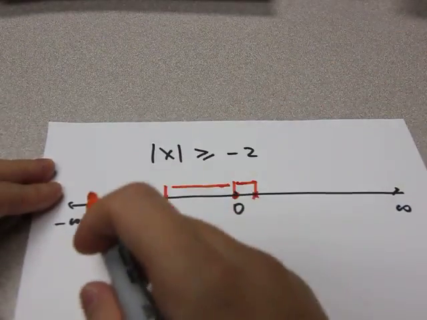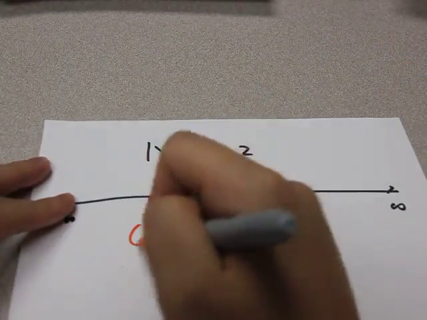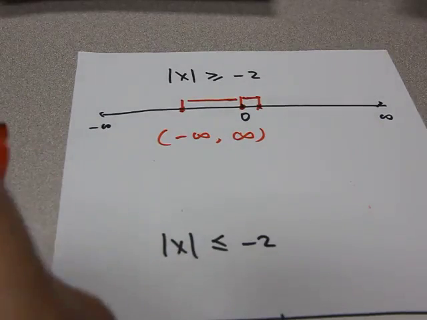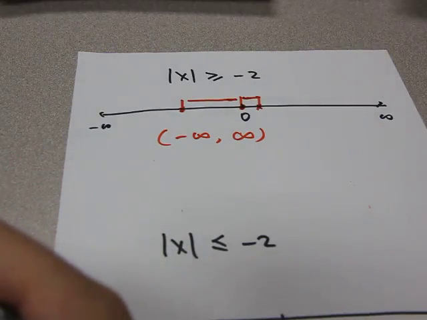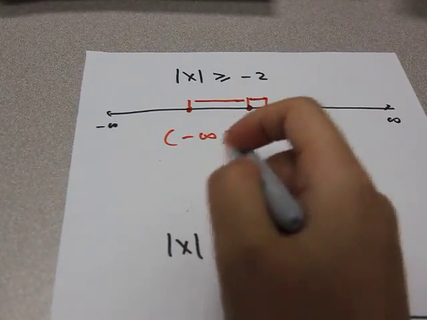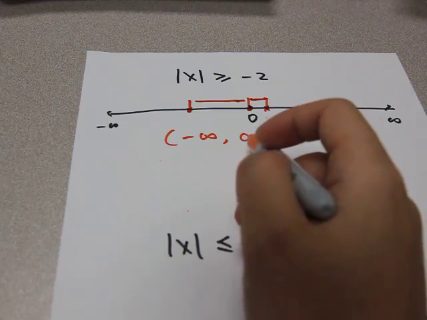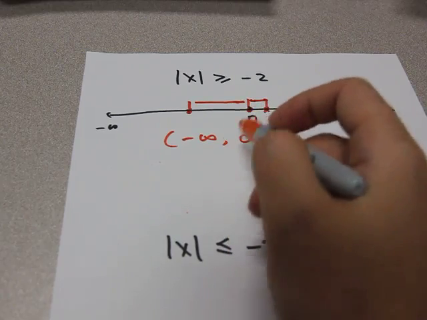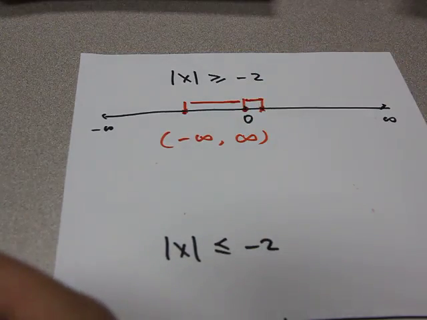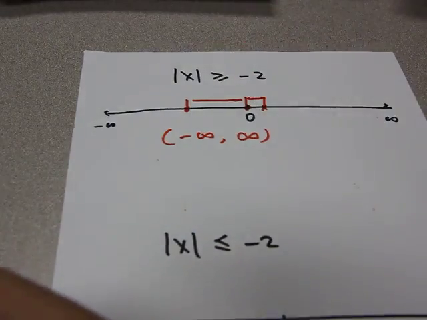So this means what? This means x could be anywhere. x could be any number. Therefore, the solution is from -infinity to +infinity. For any number between -infinity and +infinity, when you consider how far that number is from 0, the distance is always non-negative. So it's always greater than -2.